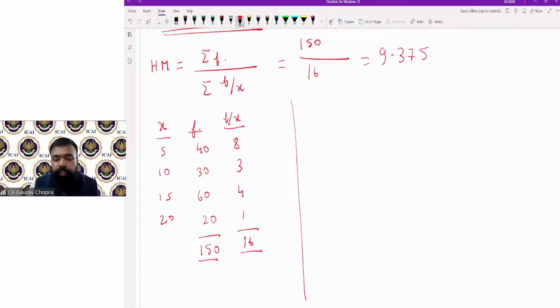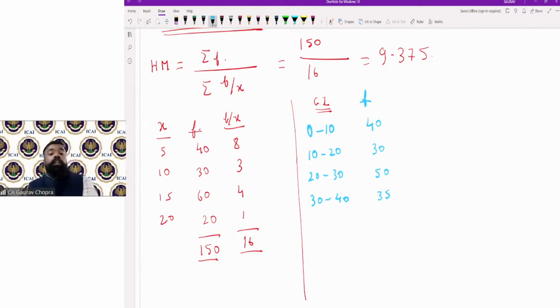Now, in case of a continuous series, there will be a class interval. The class intervals are 0 to 10, 10 to 20, 20 to 30, 30 to 40. Okay. Now, frequency. The frequency is given, let's say 40, then 30, 50, and 35. This is the frequency given.